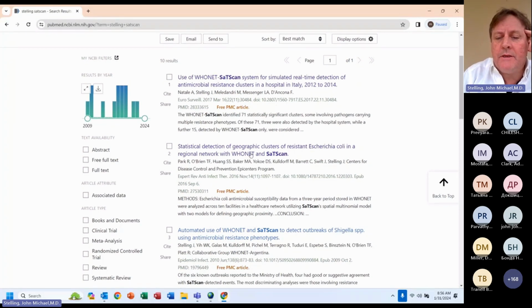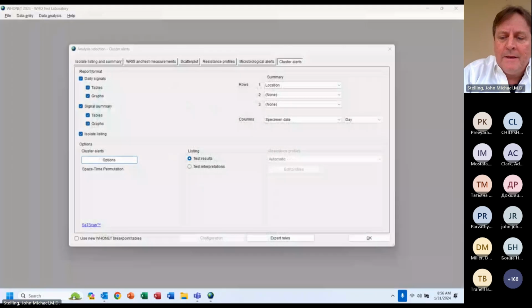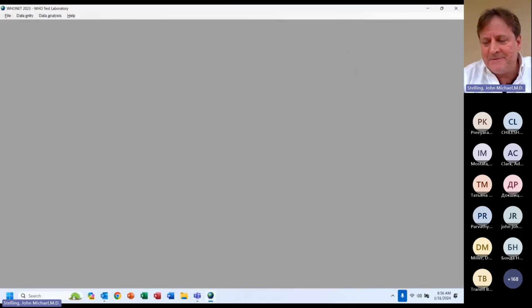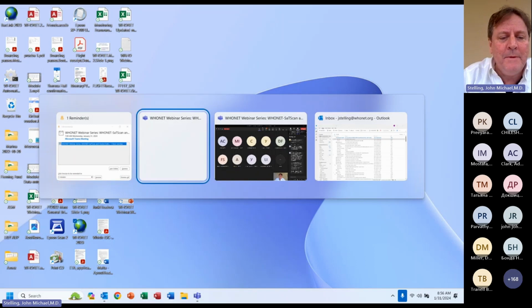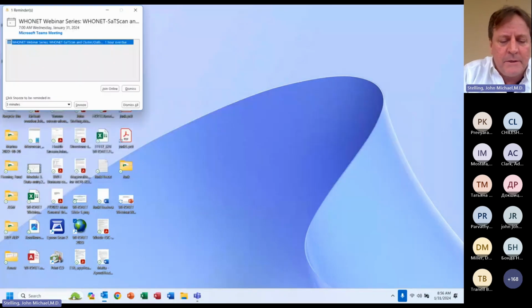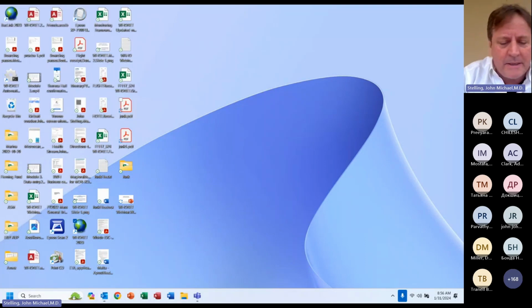This publication on geographic clusters is not about outbreak detection. It's about finding clusters when you have more or less than you would expect. I'm going to exit this because of the time. And there was just one last slide, which was simply thank you for your time. So I will stop speaking.